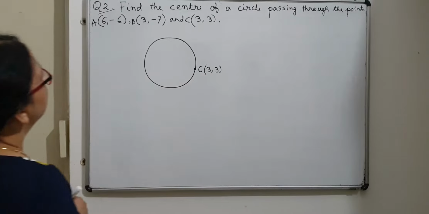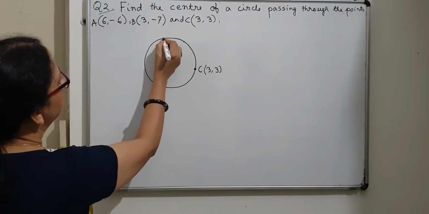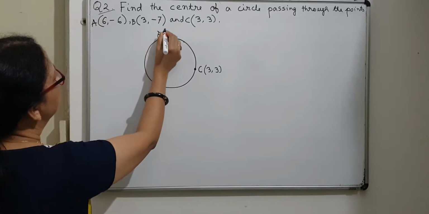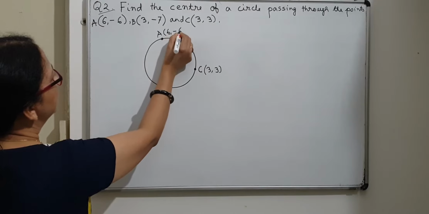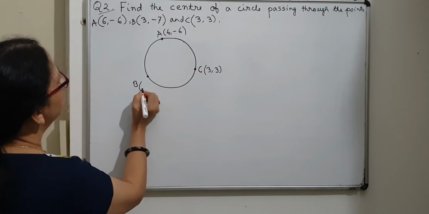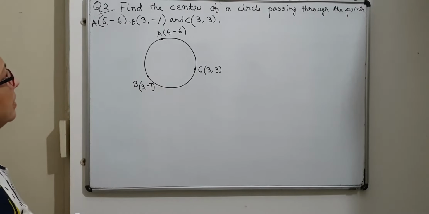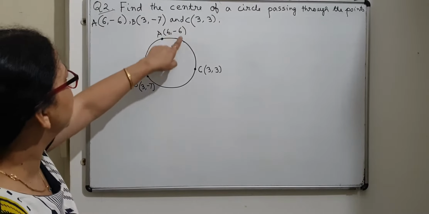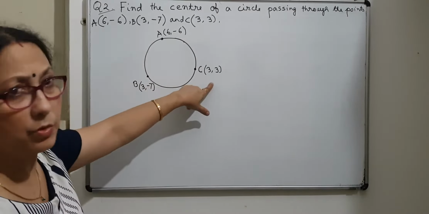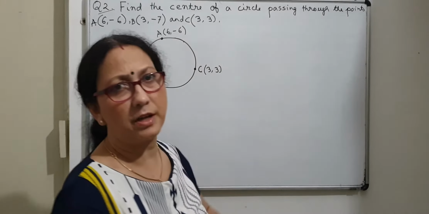C. Then B is 3, minus 7. A is, so let me take A here. So somewhere here A 6, minus 6, and let me take B here. Say B, the point say 3, minus 7. So the circle is passing through these 3 points, say A, B, and C. 6 minus 6, 3 minus 7, and 3. Okay. So now what the question is, you have to find the center of the circle.